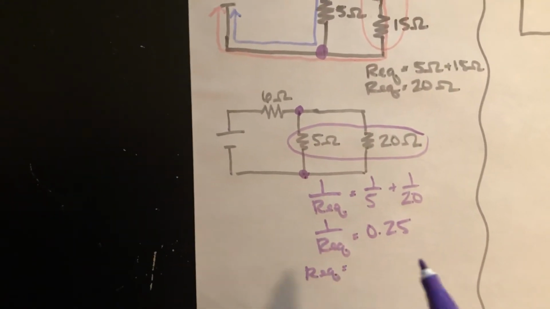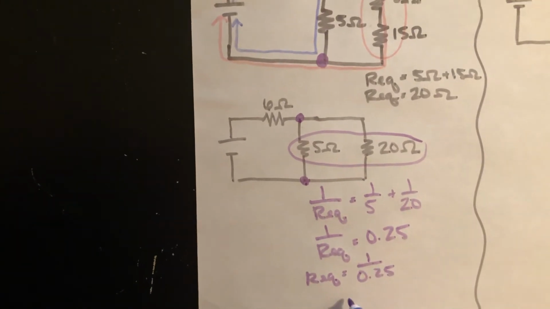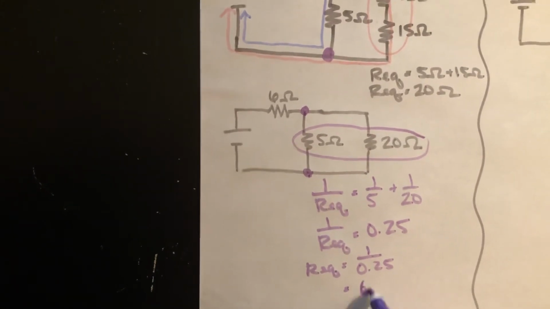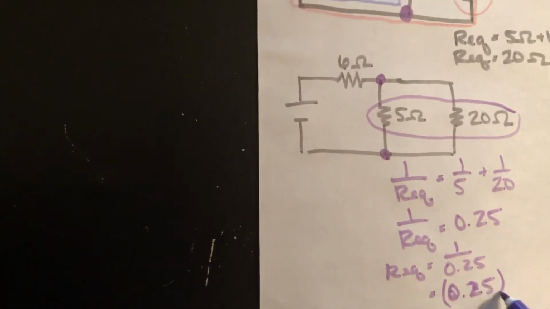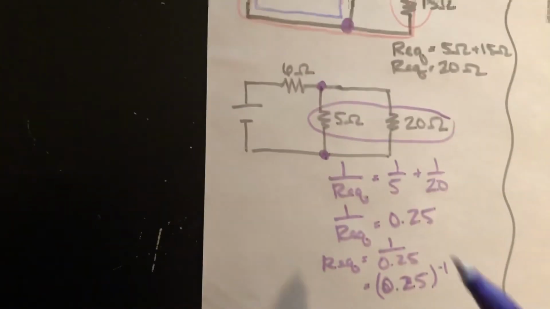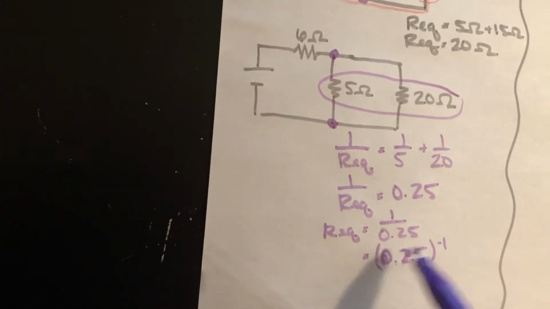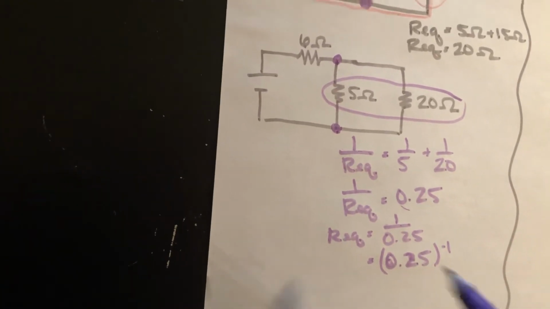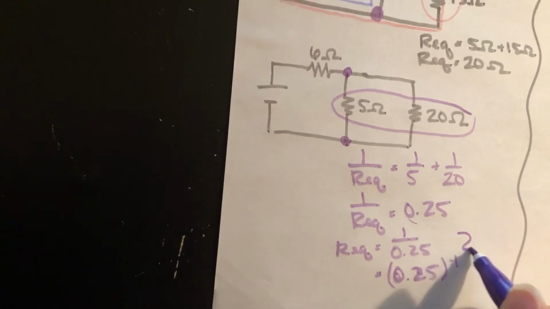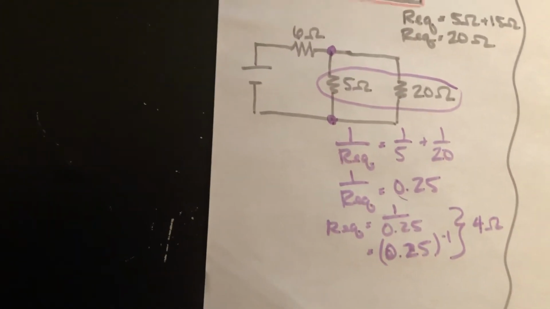which means that to solve for what the actual equivalent resistance is, I can either do 1 over 0.25, or I can do 0.25 to the negative 1. And those two are equivalent to each other. So you can either do 1 over whatever your answer here was, or take that answer and raise it to the -1 power. It's the same either way. Either way, you'll get an answer of 4 ohms.